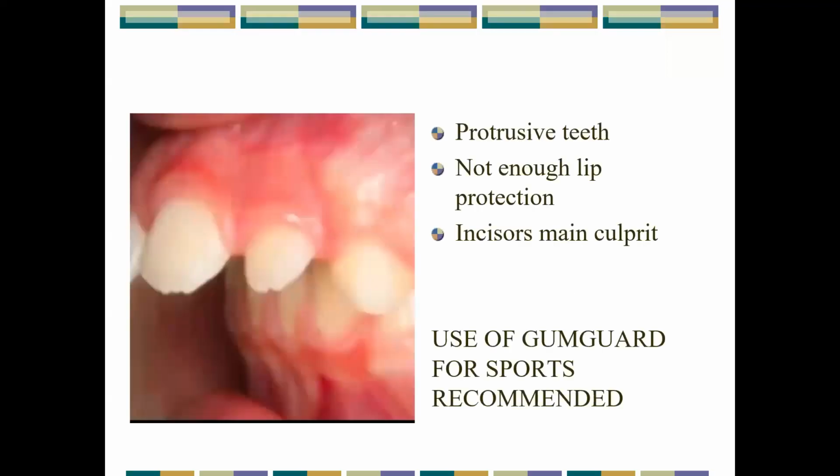So this is a typical picture. If you see a child like this and they're playing sport, one of the things you can recommend as a dentist is for them to use a gum guard, because the lip is quite thin around there, so there's not much protection. In tooth avulsions, the main culprits are the anterior teeth. Rarely do we see molars or even premolars, back teeth, coming out of the socket.